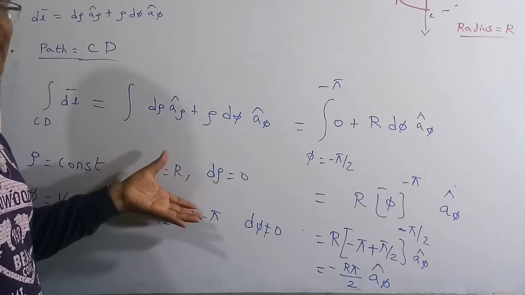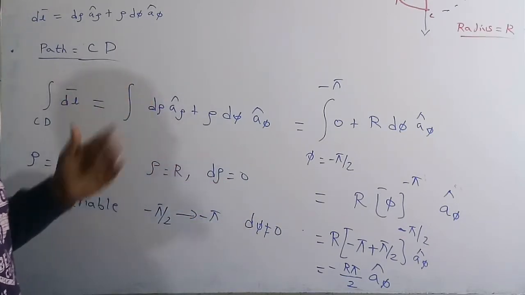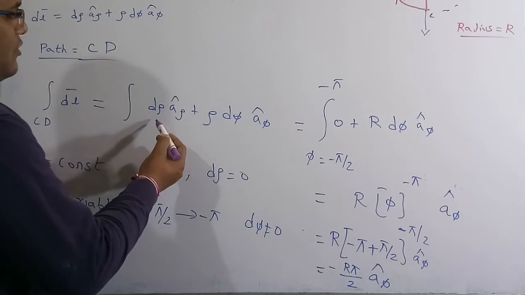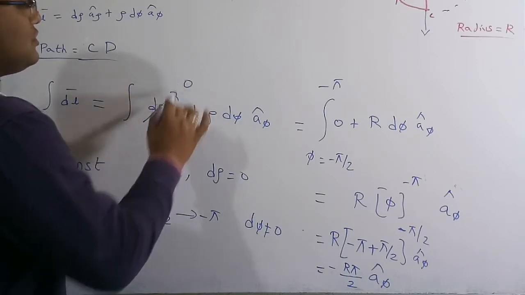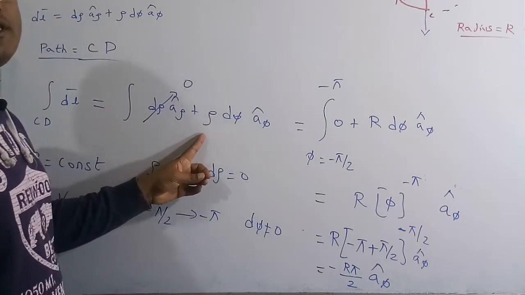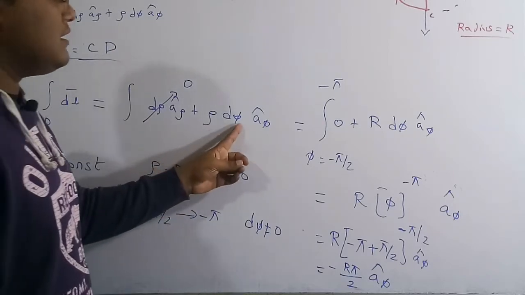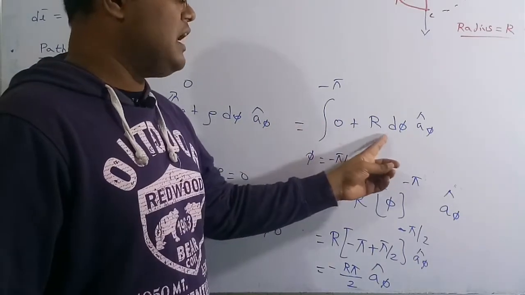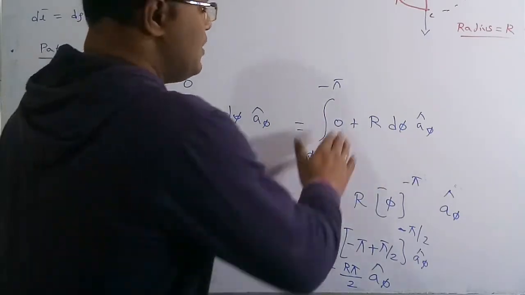So now you can apply these constraints in this equation. So d rho is 0, therefore this value will become 0, and rho is equal to constant value. It is equal to r d phi a phi cap. So 0 plus r d phi a phi cap. So this is 0. So r is a constant.